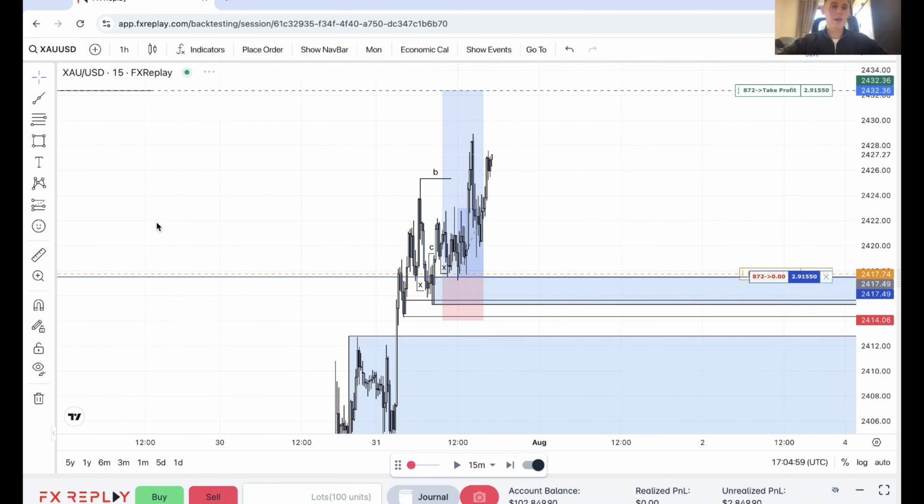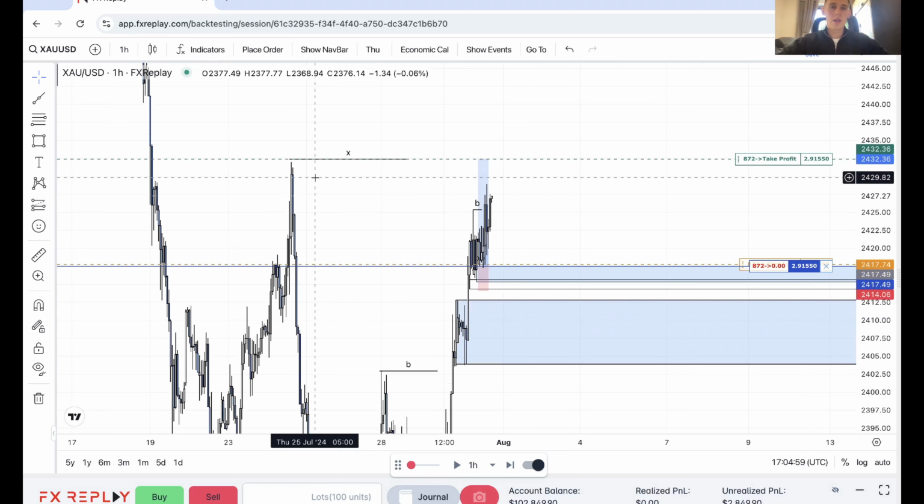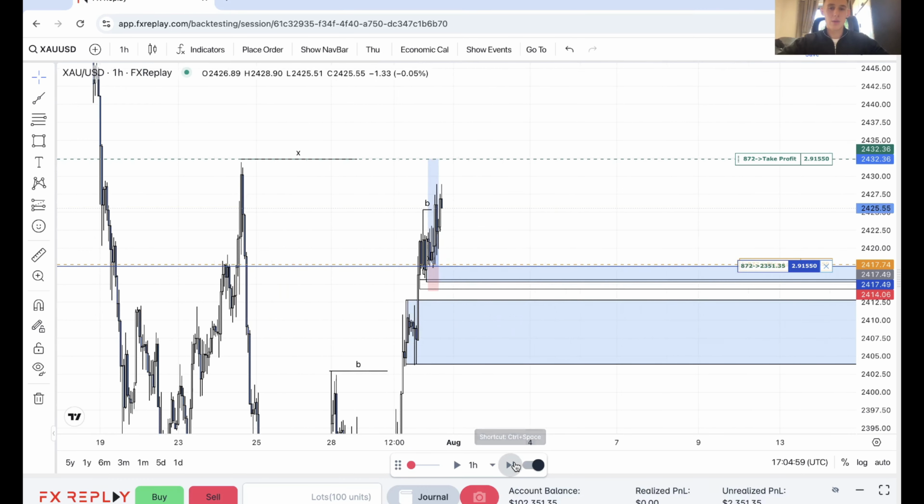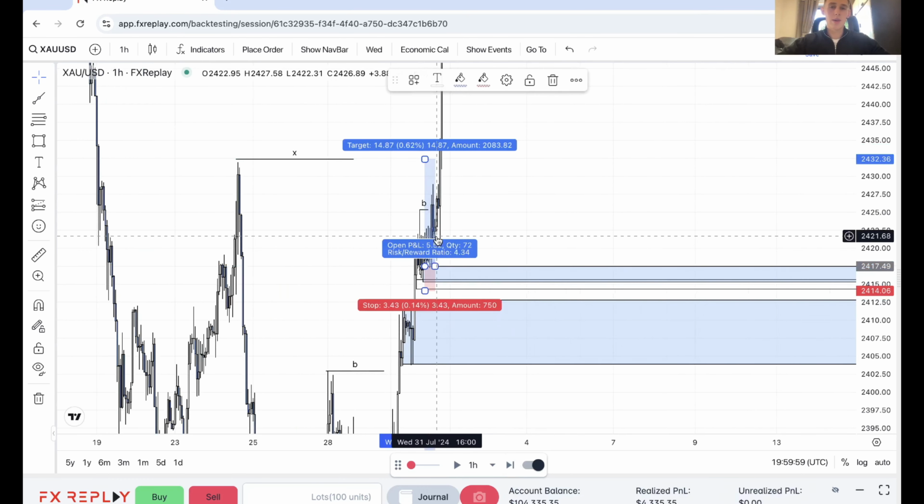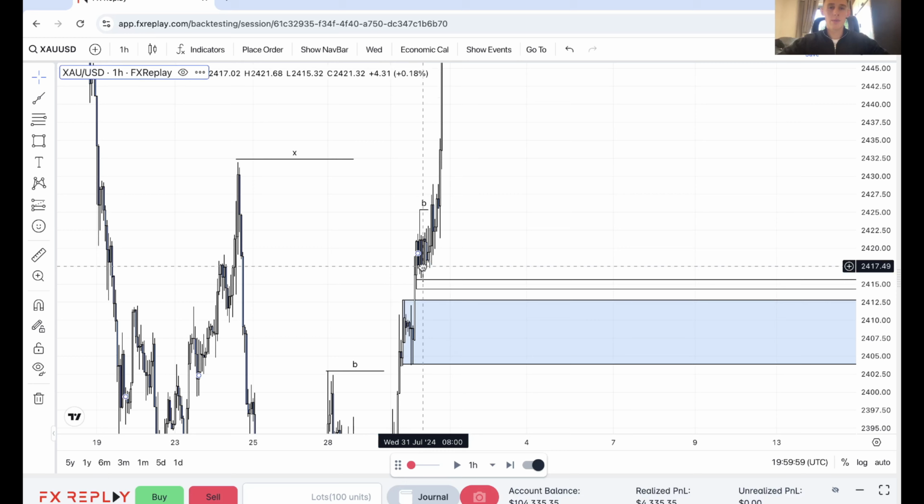But once again, if we look left on the 1 hour, I'd be very surprised if price reverses from here without taking out the previous high. So cool, so there we go. First trade of the backtesting session.